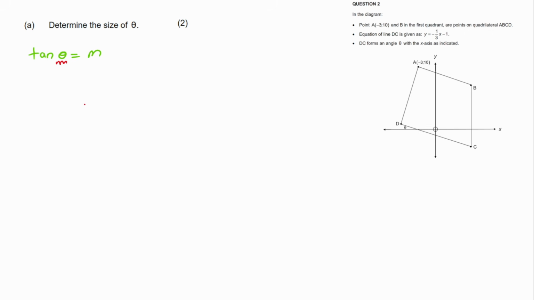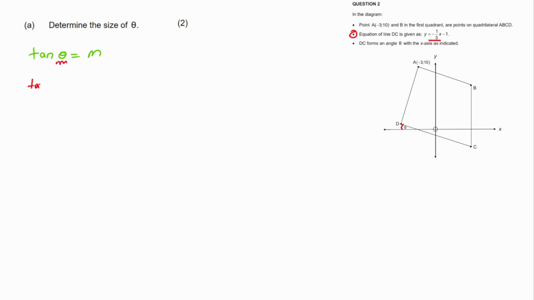We're trying to find this theta. So we need to think, what do we know? We have to know this gradient. That's what this formula is hinting at. But let's just check. Do we know this gradient? Theta lies here, so we need to know the gradient DC. And we do know the gradient DC. It was given here in point 0.2. We know the gradient is this in front of the x. So we know the gradient is negative 1 over 3.